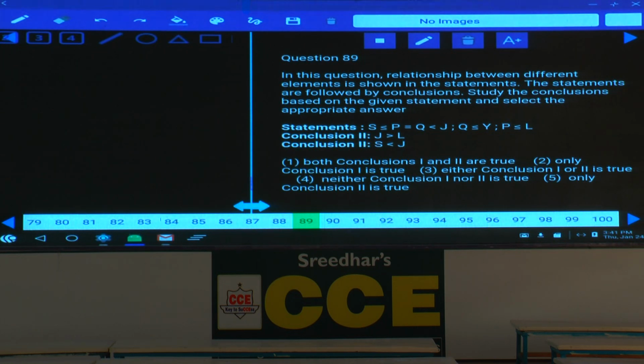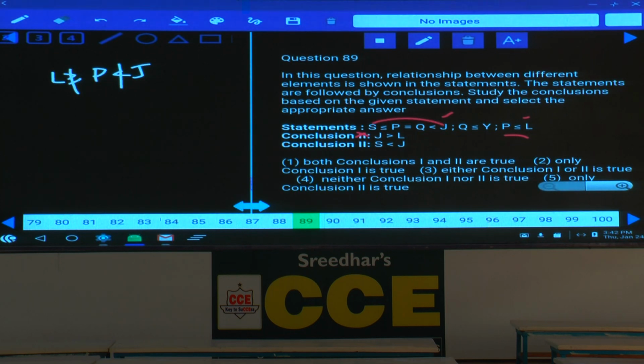Then 89, the relation between J and L. J is here, L is here. Tell me which element is common here. P lesser than J, and next one P lesser than or equals to L. P lesser than or equals to L means L greater than or equals to P. L greater than or equals to P, P lesser than J. Now between L and J there is one greater than, one lesser than, two opposite symbols, no relation. Hence first conclusion cannot be drawn.